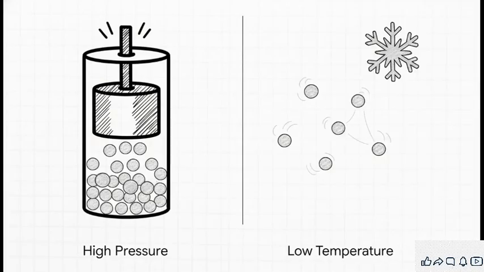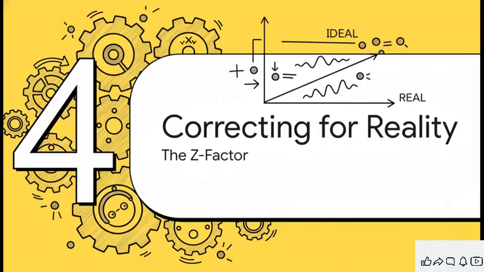So when does this really matter? It's when you push things to the extremes. Under really high pressure, you're squishing those particles so close together that their actual volume starts to count. And at really low temperatures, they slow down so much that those little attractive forces have a chance to grab hold. That's when the ideal model starts getting it wrong. So if the ideal law isn't always right, what do we do? Just throw it out? Nope.